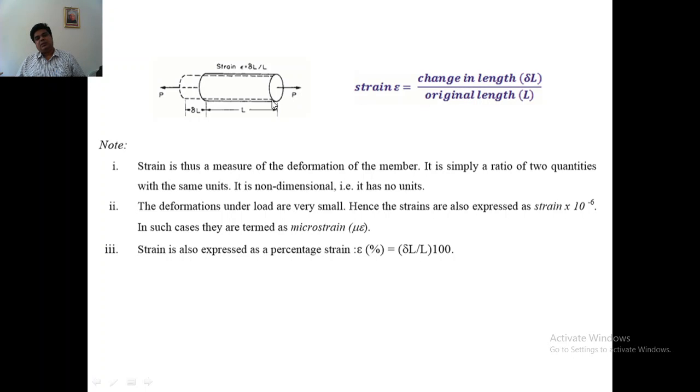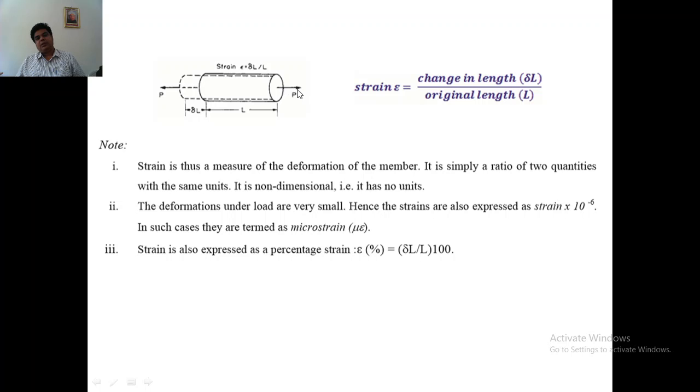The original length of the material is the initial length, before applying the load. This is the material or the component. It's a circular rod. So this is a circular rod of length L. The initial length of this rod is L. So this is the original length.